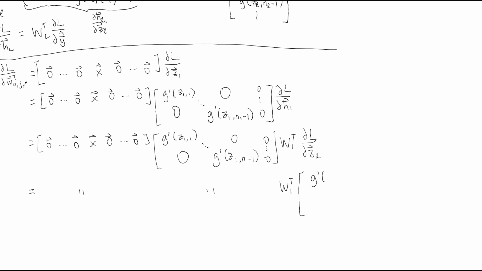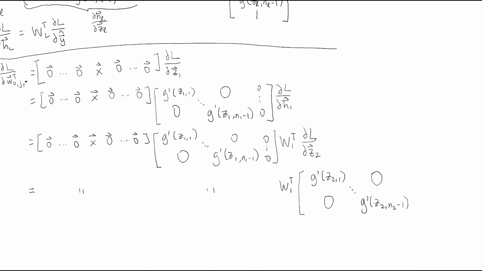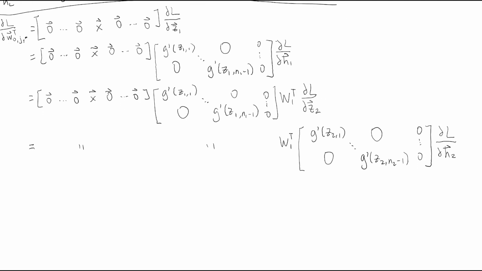G prime of Z2, diagonal G prime of Z2, now N2 minus 1, all zeros on the off diagonal and then a column of zeros here. And then we're still going to have this partial L partial H2 at the end. You can kind of see that this will keep going, and it's going to be the same thing over here. So I'm going to avoid writing out everything repeatedly. So now we just have to expand the last term.